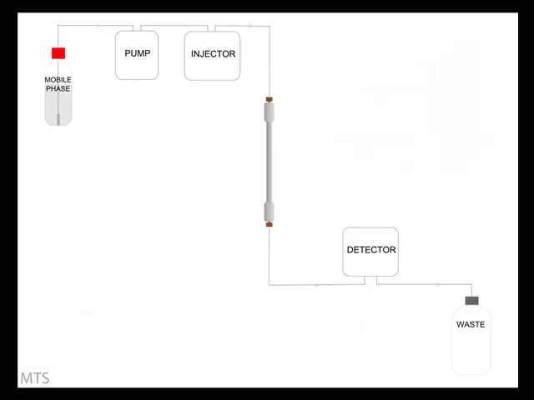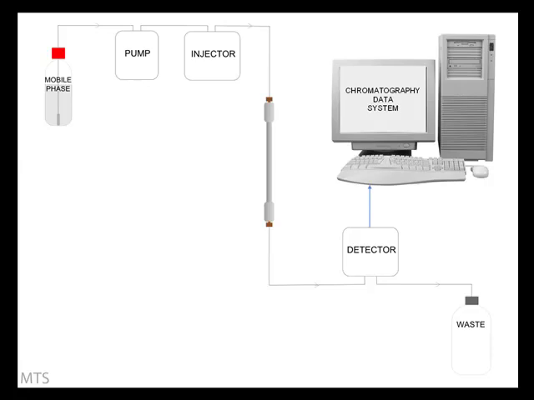Some kind of processor is required to convert the responses from the detector into usable data. Purpose-designed software applications called chromatography data systems are available. Common examples are M-Power, Clarity, Chromeleon, and EasyChrome.